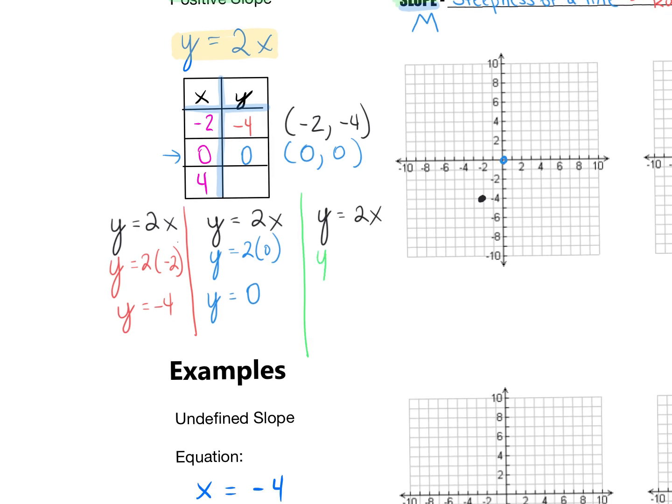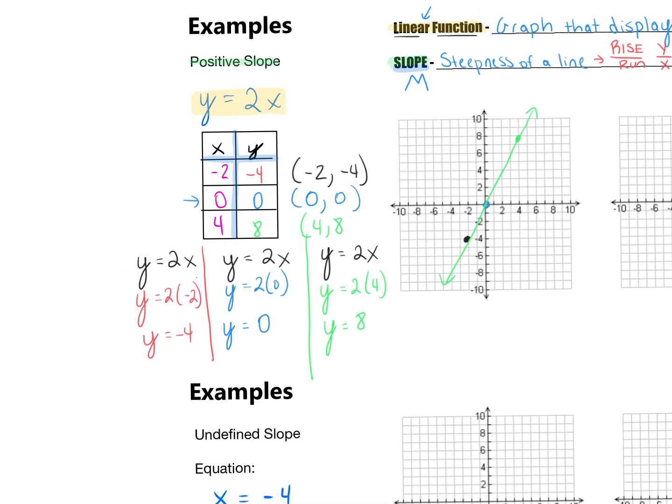Now this time I'm going to plug in what for my x? 4. So my y would be 8. So now I have my third set of coordinates, 4, 8. So I'm going to go over to 4, up to 8, and I'm going to connect them to make a linear function, a straight line. Now, this is a positive slope because it's going up.